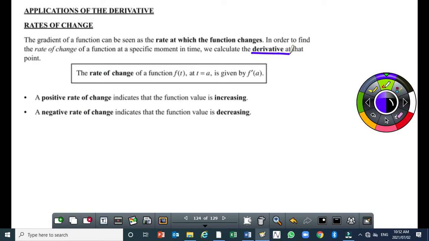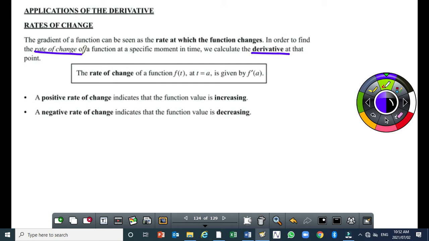is going to be equivalent to the rate of change. Okay? Rate of change and derivative are the same. Alright? So when you are finding the derivative, you just find f prime of x. Okay, so the rate of change of f at any time t is given by f prime of a, where a is just a specific value.